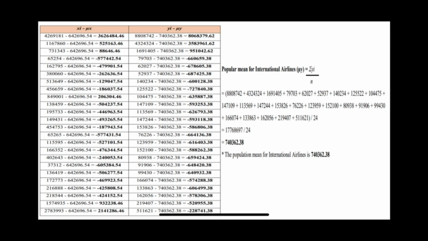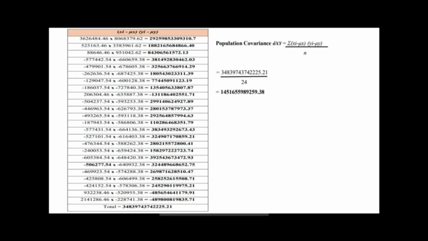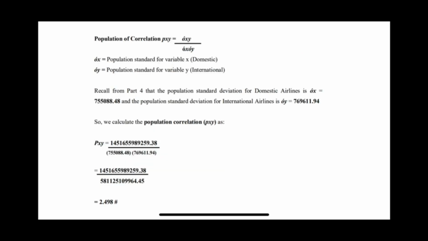For the population mean for international airlines, we use this formula. After we add all the data, we get the answer. The population mean for international airlines is 740,362.38. After that is the population covariance. We use this formula. After dividing by 24, we get the answer 1451655989259.38.